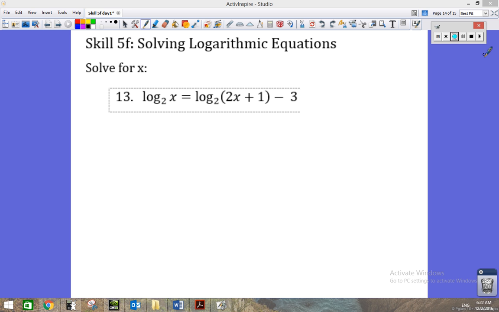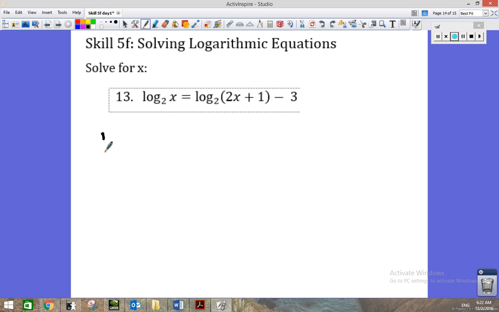On the left-hand side, I have a base of 2. On the right-hand side, a base of 2. But I also have a constant of 3 right there. I'm going to get the logs on one side of the equation and see if I can use my properties to condense it to a single logarithm and then convert it to exponential form. This looks like what I'm going to do.